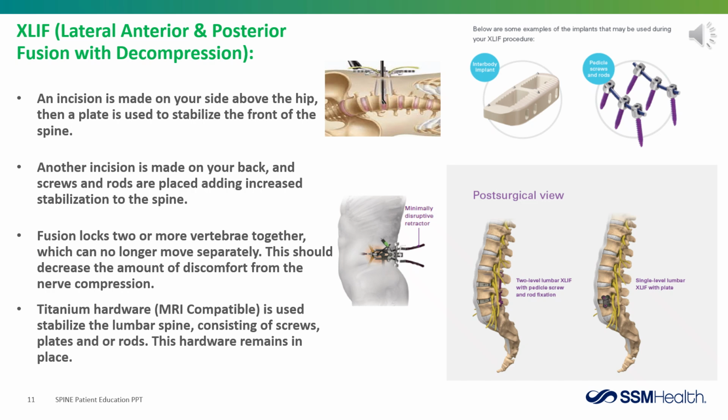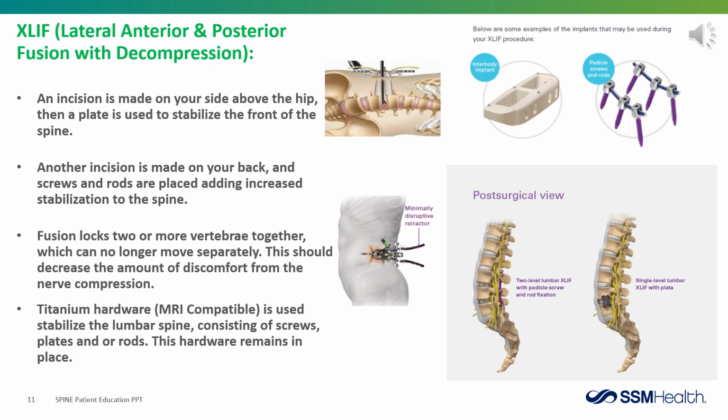Lumbar fusion, XLIF, also referred to as lateral, anterior, and posterior fusion with decompression. This is also an additional two-part surgery. You start first laying on your side, where an incision can be made on your side just above the hip. Then a plate is used to stabilize the front or side of the spine.